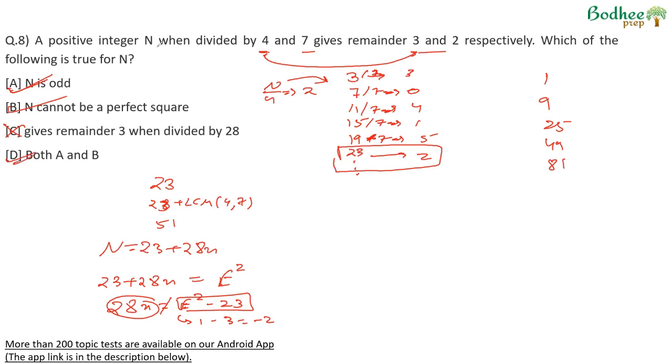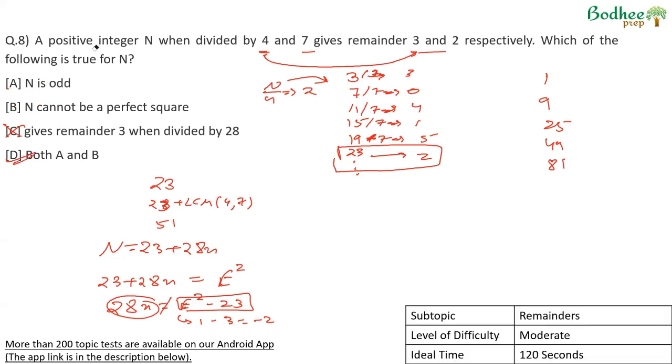So the answer becomes option D, that both A and B are correct. I would say this is a moderate level of difficulty question. Point B could be a little difficult to prove, and therefore attempt time could be 2 to 2.5 minutes.